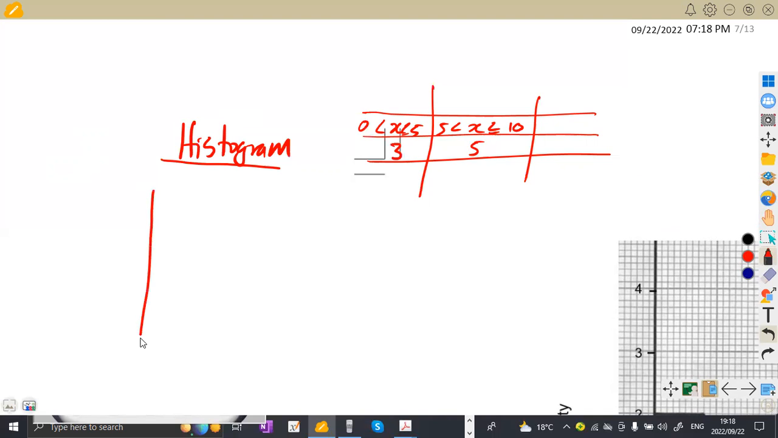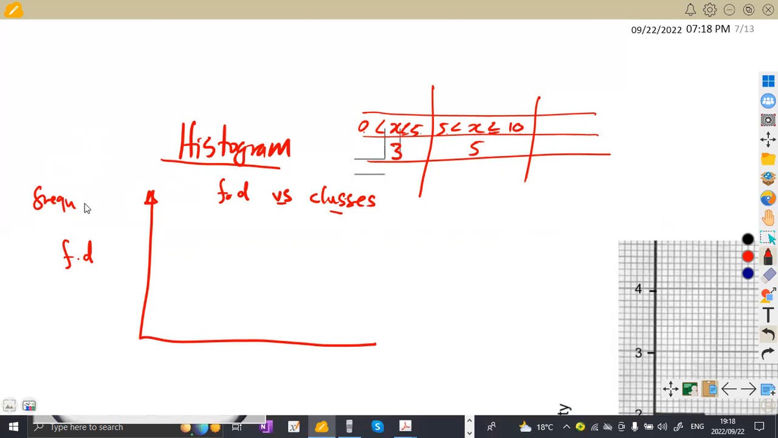To draw your histogram, you need two things: the frequency density and the classes. The classes are from 0 to 5, 5 to 10, and so on. The y-axis is the one that is going to represent your frequency density. Then the x-axis is going to represent the classes that you are given.